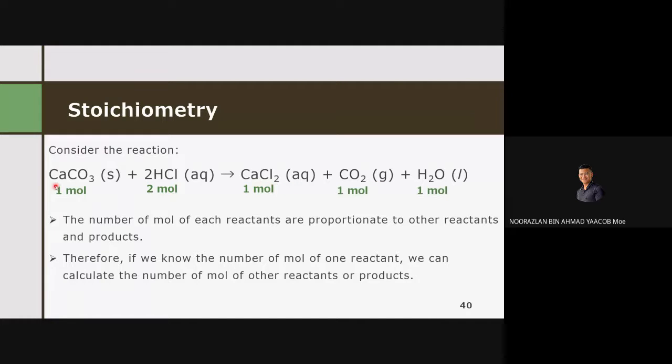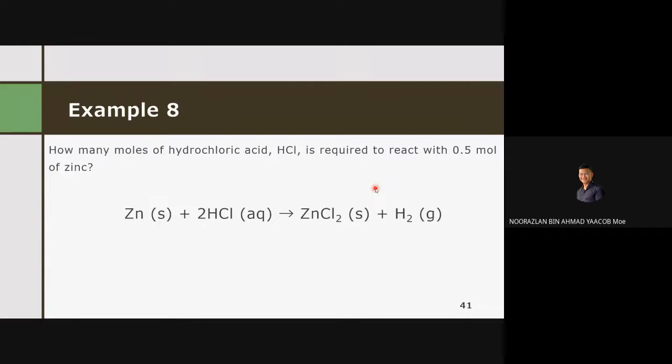Okay. And kalau kita tengok balance ni tidak kan. So satu atom kalsium ni dia akan appear satu atom kalsium. Satu atom karbon akan appear dalam CO2. Ada 3 oksigen di sini, dia akan tukar jadi 2 dekat sini, 1 dekat sini. Masih lagi 3. So it is the same. So all the number of atoms on the left hand side and the right hand side will be the same. Now, let's have a look at example 8. How many moles of hydrochloric acid is required to react with 0.5 mole of zinc?